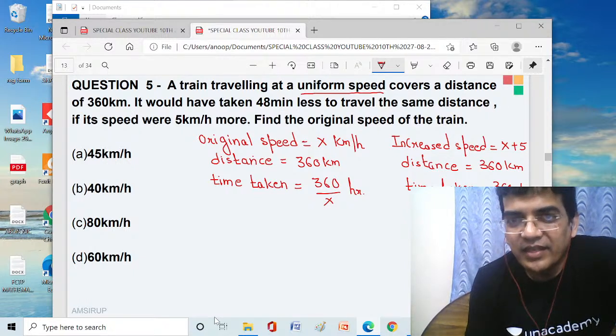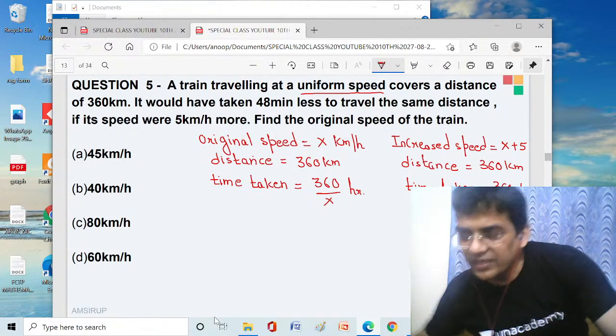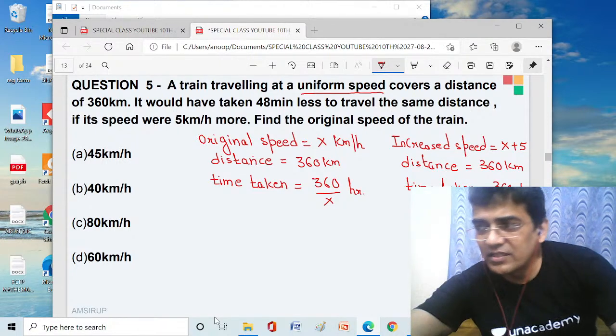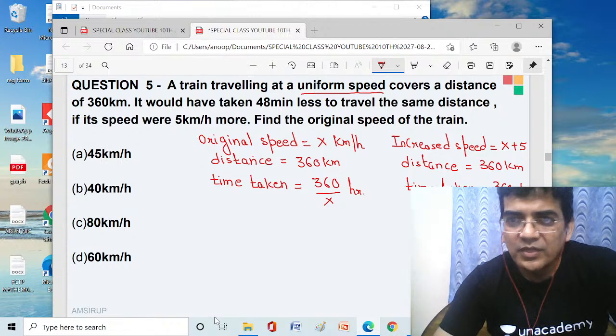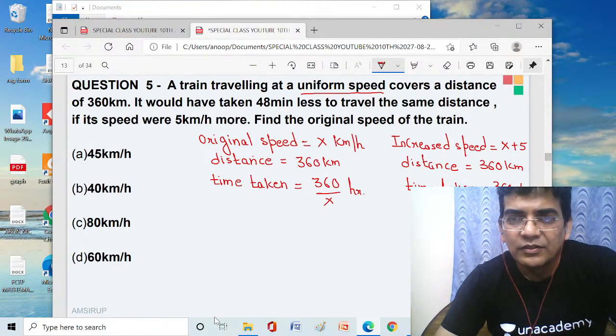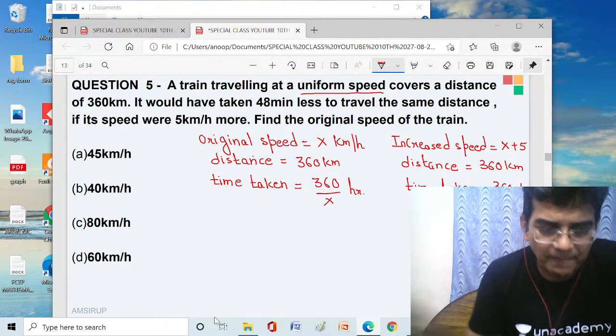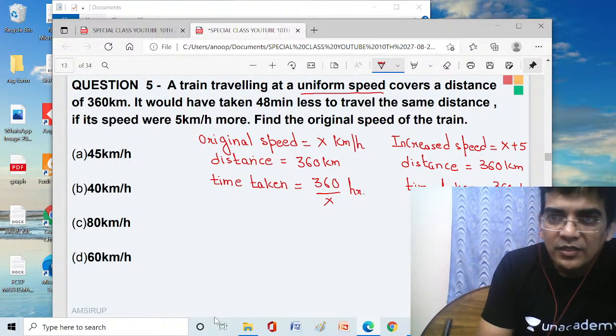But they say it covers the same distance. They are saying that it is covering the same distance. So the distance is the same, 360. So we can find the time taken. How? Distance upon speed. Okay. So it's 360 upon x plus 5. This is the time taken in the second case.